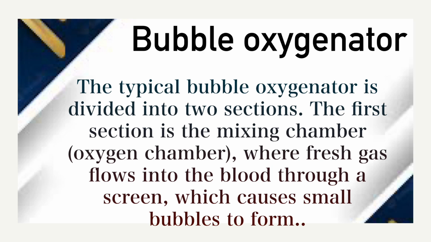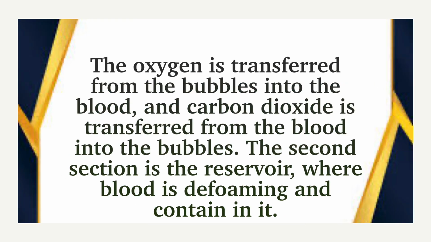Bubble oxygenator. The typical bubble oxygenator is divided into two sections. The first section is the mixing chamber, where fresh gas flows into blood through a screen, which causes small bubbles to form. Oxygen is transferred from the bubbles into blood, and carbon dioxide is transferred from the blood into bubbles. The second section is the reservoir, where blood is defoamed and contained.